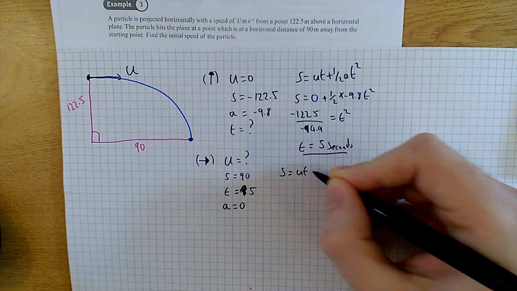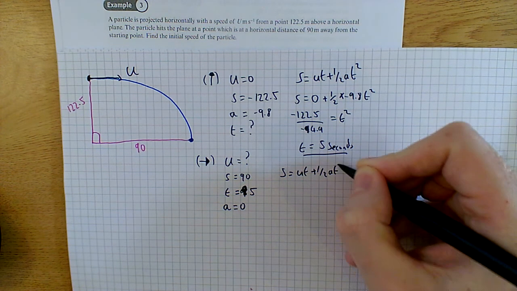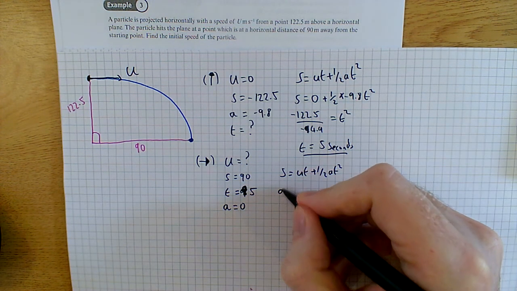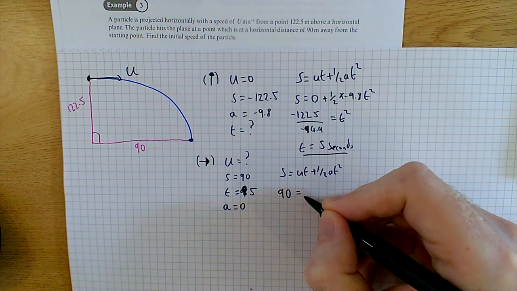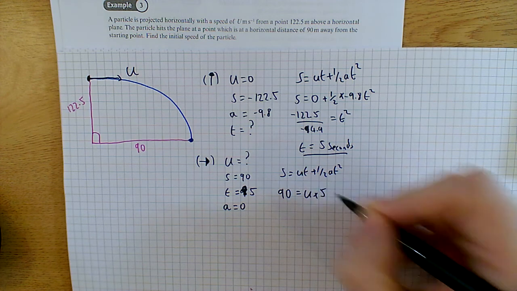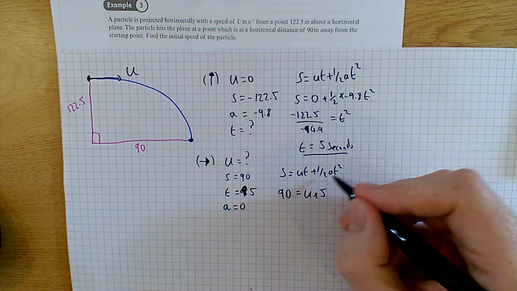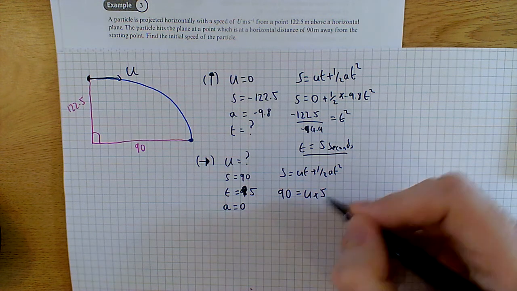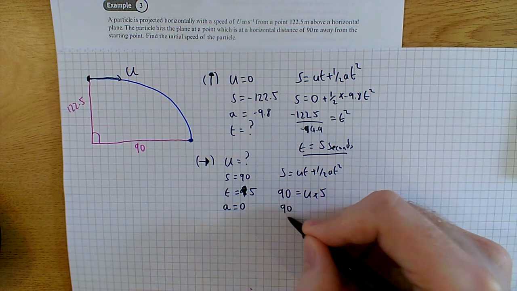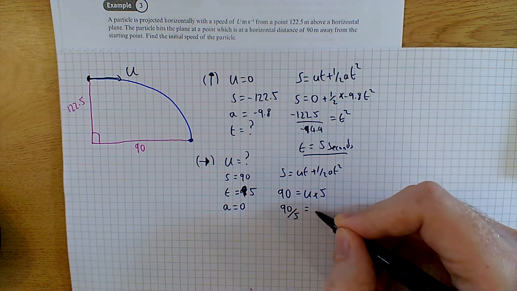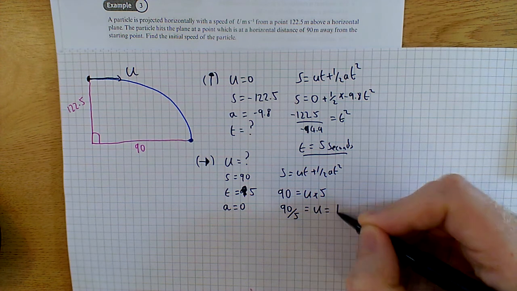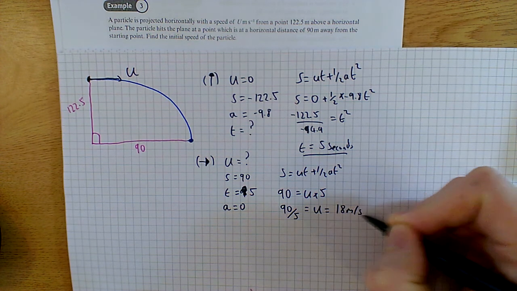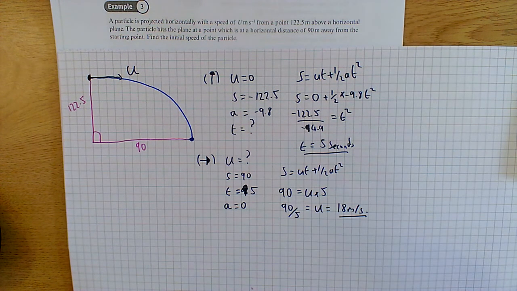s equals ut plus a half at squared. And again, put 90 in there. We've got u times 5 here, but all of this bit, 1/2 at squared, because a is 0, will cancel. So we've got 90 equals 5u. So 90 divided by 5 is u, which is 18 meters per second, and that is the final answer.